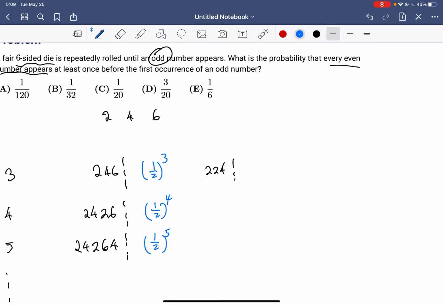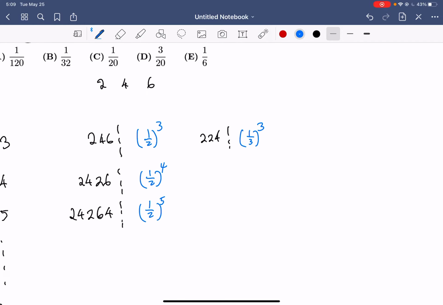So there are only 2 numbers out of 6 that we could choose, so that's 1/3 cubed, and similar things over here, that will be 1/3 to the fourth, 1/3 to the fifth.